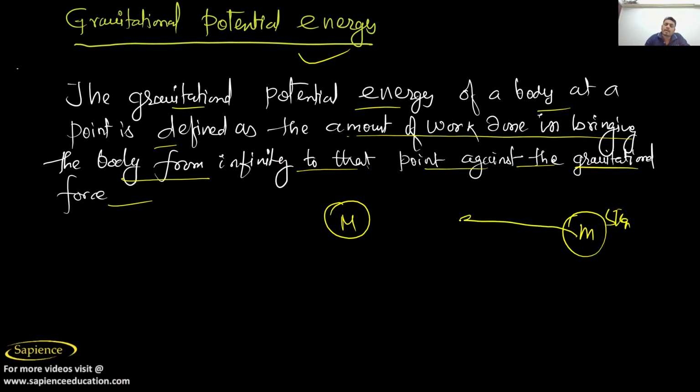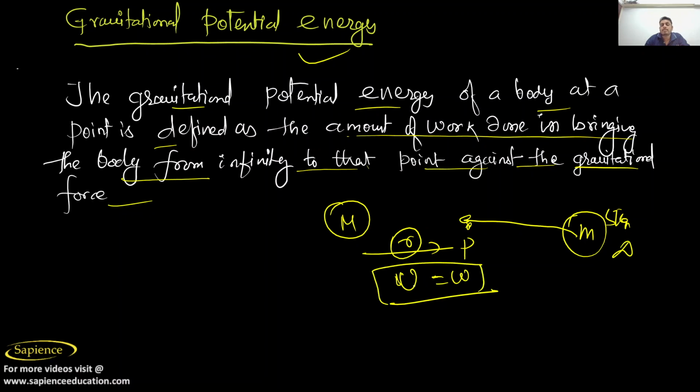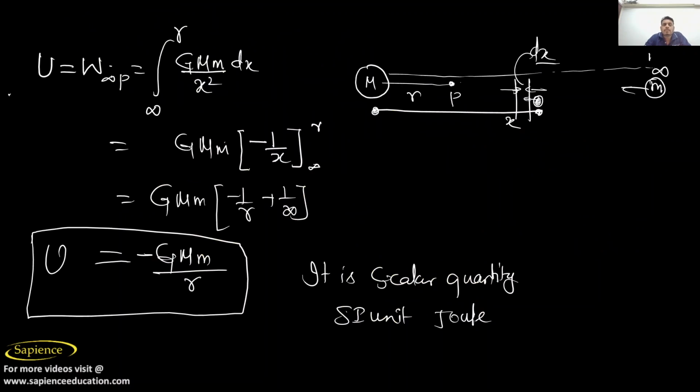Whenever you bring this mass from infinity to a point P, which is at a distance of R, you have to spend work, and this work is converted into potential energy. That is the difference between potential and potential energy. So let us see how I have to do this.